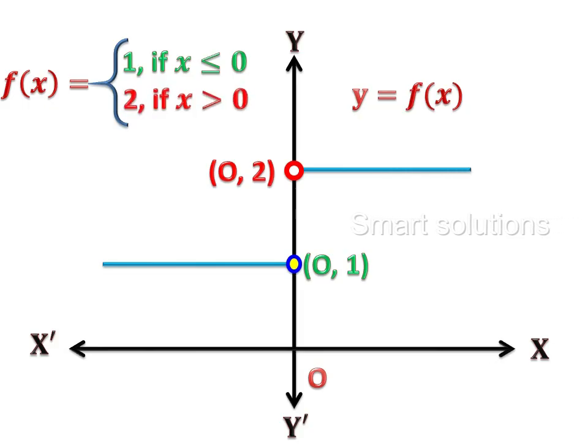Observe this graph. We can't draw this graph without lifting the pen from the plane. This graph is discontinuous at the point x is equal to 0. At all other points, this function is continuous.